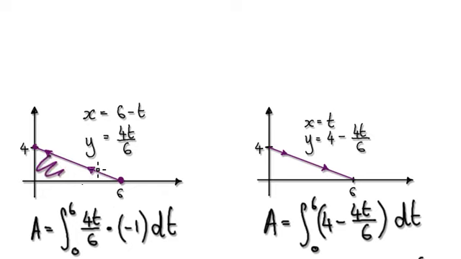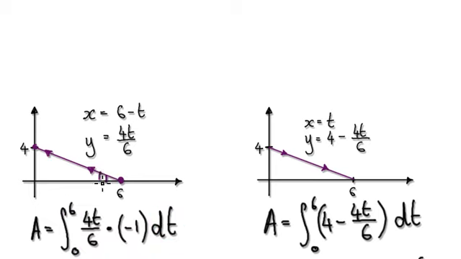Let's try and work out the area of this thing here. So in effect, we are summing up all the areas here in terms of time. So we are summing up everything from time zero. Remember, it would start here, and by the time it gets to here, time would be 6 seconds. So our time would be from 0 to 6.